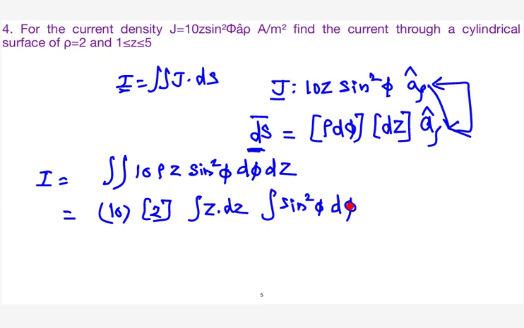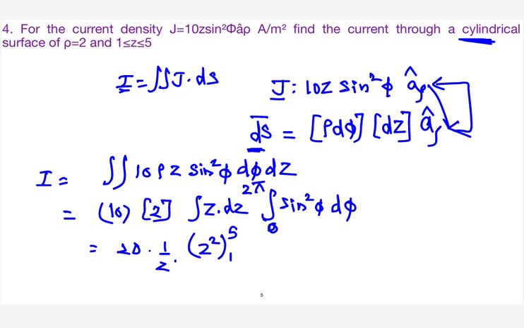So you can do the integration right now. This will be 20 into the integration of z, which is z square by 2. So 1 by 2 into z square, and here z varies from 1 to 5. And you know that the phi limits for a complete cylinder will be 0 to 2 pi. In the question, he's talking about a cylinder, right? Which means the integration will be from 0 to 2 pi.